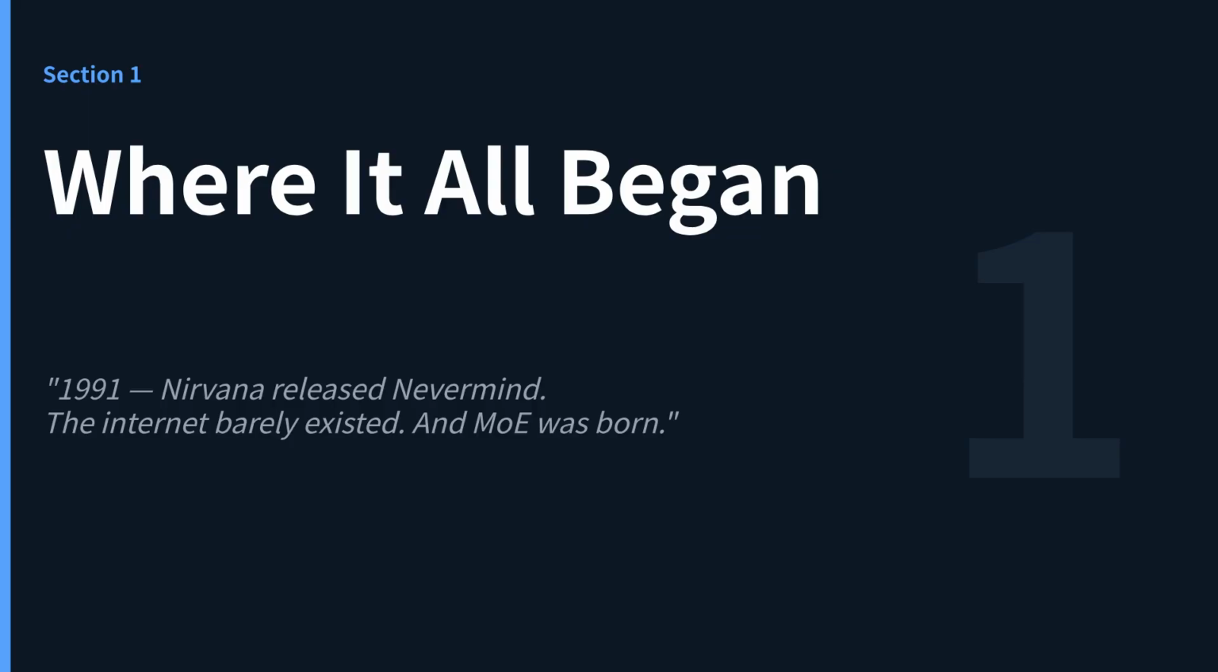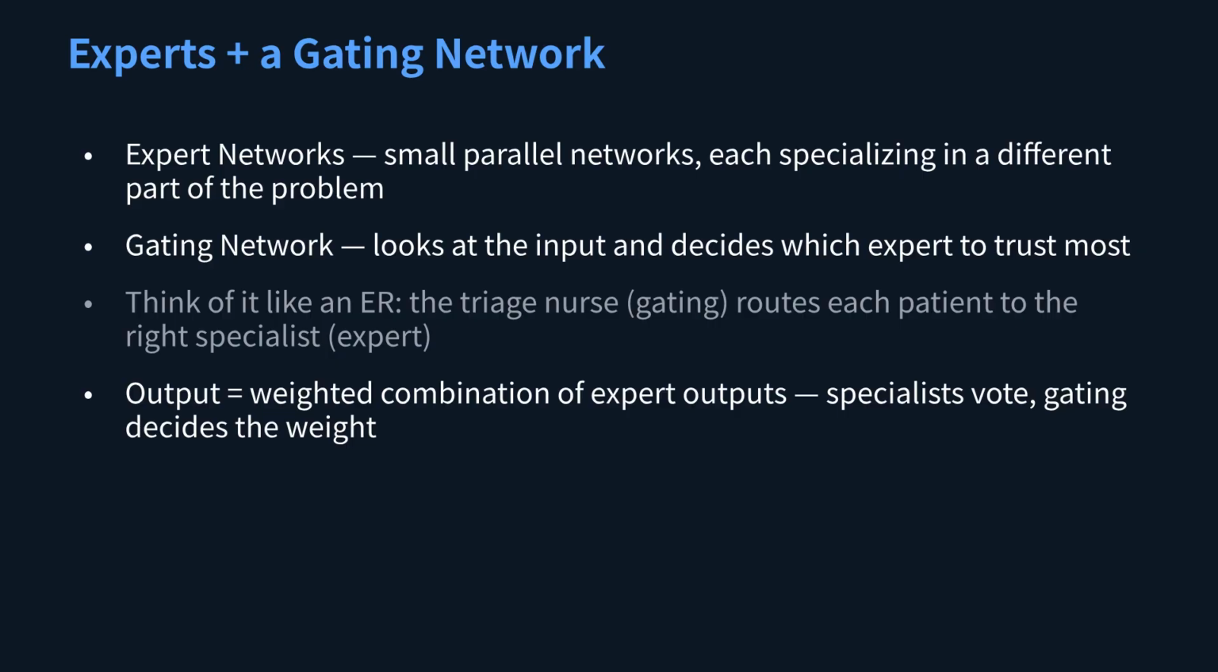They were wrestling with a fundamental challenge in machine learning called catastrophic interference. When a single neural network tries to learn multiple different tasks, learning something new tends to destroy what it already knew. Their solution was elegant. Instead of one network that does everything, what if you built several smaller specialized networks and let each one focus on what it's best at? Their 1991 paper, published in the journal Neural Computation, introduced what they called adaptive mixtures of local experts.